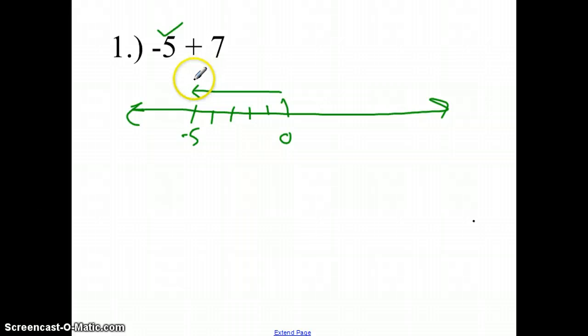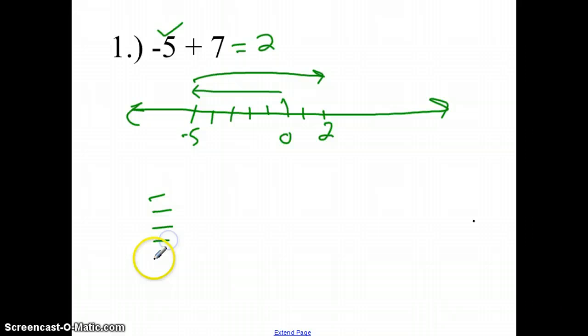So for 7, we want to go from this point on and move 7 spaces to the right and look at where we stop, which is 2. So this equals 2. That's one explanation with the number line. Maybe you prefer the algebra tile approach, where if you look at -5, we've got 1, 2, 3, 4, 5 negatives. Okay, and then you want to add 7 positives.